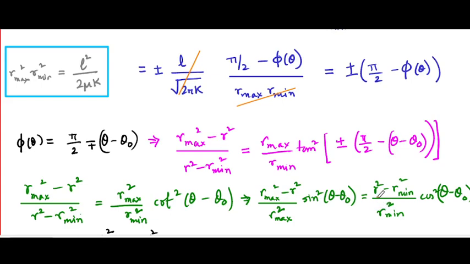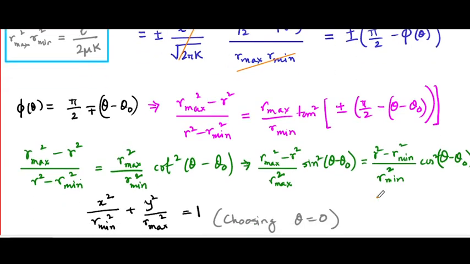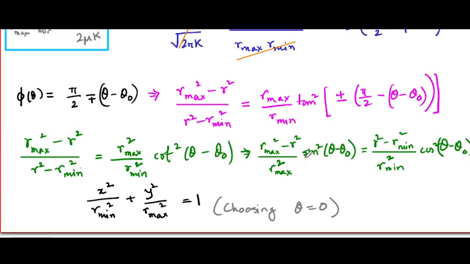And now it becomes even simpler if you just choose theta 0 to be 0 and realize that what this is telling you is this is sine squared theta minus y squared by rmax squared equals cos squared theta, plus x squared by rmin squared. So this is simply an equation of an ellipse centered at the origin.